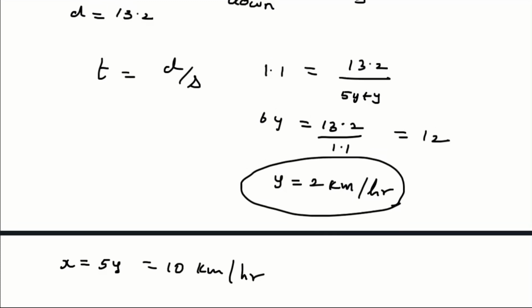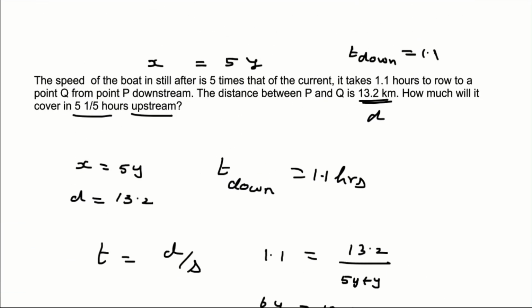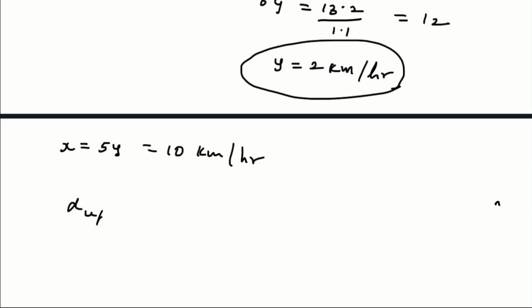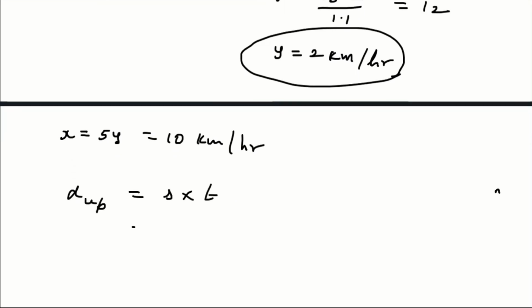But he is not asking x and y. He is asking me how much he will cover upstream. So what is the distance covered upstream? What is the formula? It is speed into time. For upstream it is x minus y, that is 10 minus 2, and the time taken is given as 1 by 5 hours, correct? And the time taken is 1 by 5 hours.